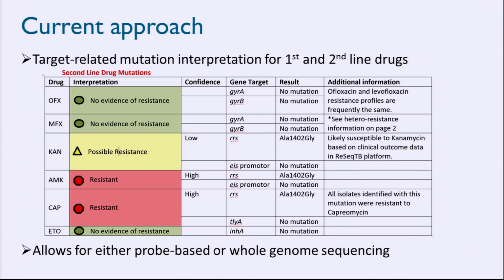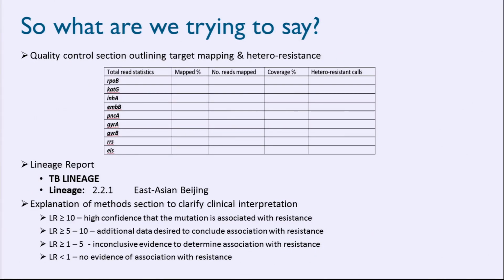Likewise, for second-line drugs, the first row is combining ofloxacin based on similar expectations of resistance, but separated out from moxi, with different rows for kanamycin, amikacin, and capreomycin, because we know that we might have different confidence and different importance of mutations in the genes that affect both drugs. And finally, on that second page, we end up referring to the proportion of mapping, number of reads, coverage, and heteroresistant calls within a set of genes that are thought to be important based on expert committees, comment on the lineage, and then explain those same methods that Paolo did a great job of explaining 5 minutes ago.